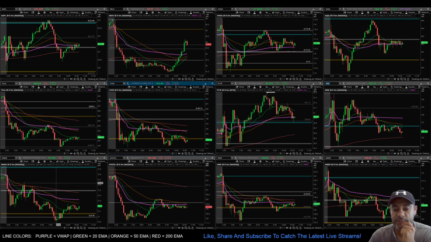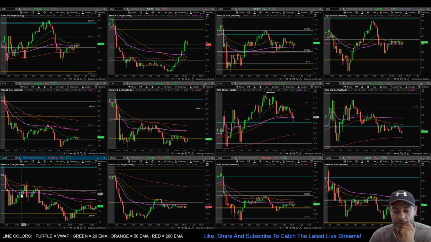MARA, we took a short on this one right around, looks like here on this candle. The reason I took the short there is I thought it was going to be a VWAP reject, and it did open here, fall down, and then try to retest this area, fall down, and I thought this is going to be another rejection of the 1550 area. So it ended up going back up.